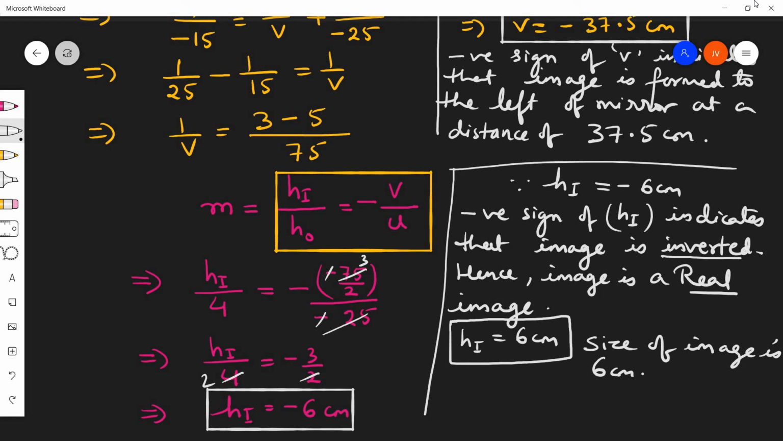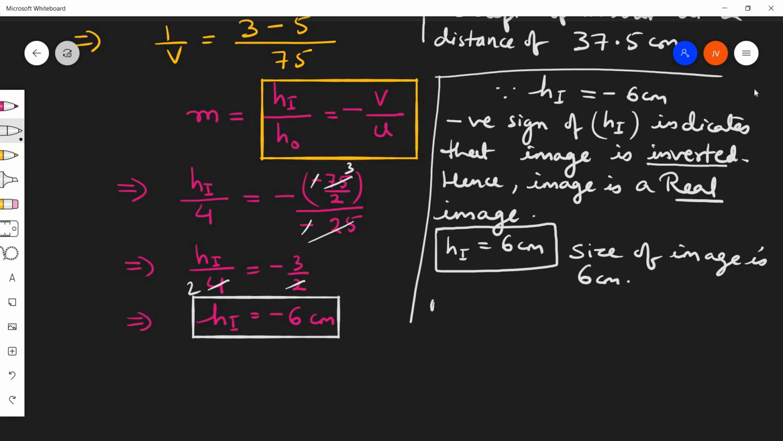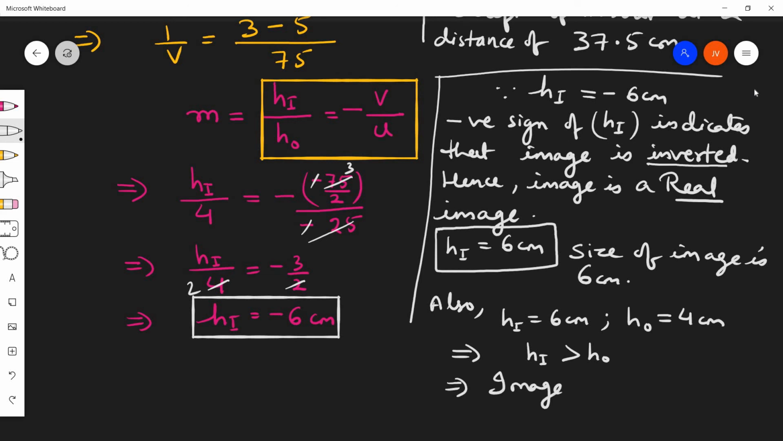Okay, and also here we have one more conclusion. Also, hi, or size of image, is 6 centimeter, and in the question the size of object is 4 centimeter. So here we understand that hi is greater than ho. So what does it mean? Its meaning is the image of the object is magnified. So the image is magnified, and this is the solution.